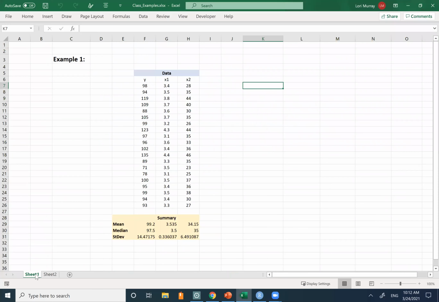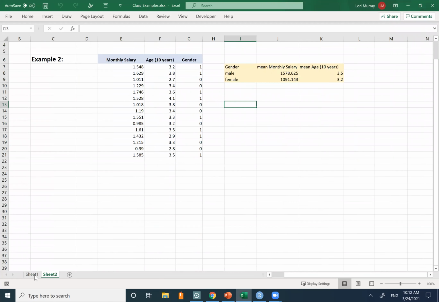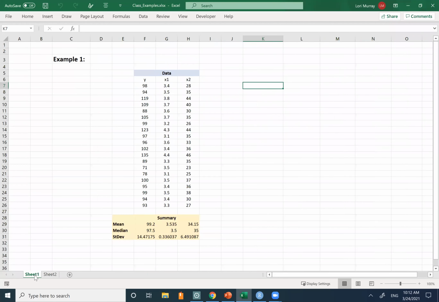And you'll see at the bottom left here, there's two sheets. There's an example on each sheet. So there's example 2 on sheet 2, back to sheet 1 has example 1. Okay, so we have a data set. We have a dependent variable y, also known as the response, and two independent variables, x1 and x2.